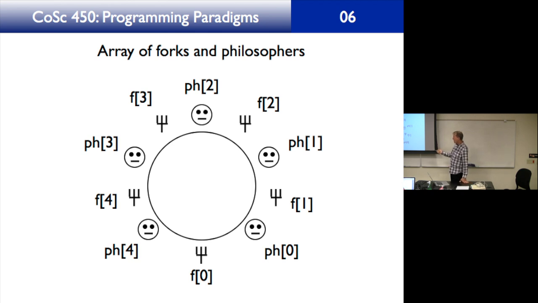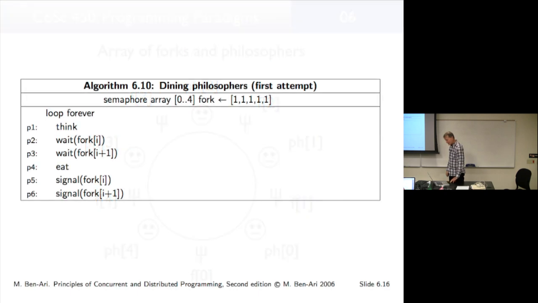Philosopher four, who has one on his left and zero on his right. But what does he have? Mod 5. So you could use mod for that. Is everybody clear on how that works?